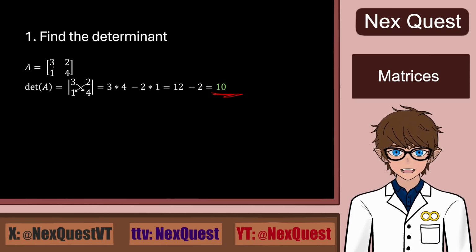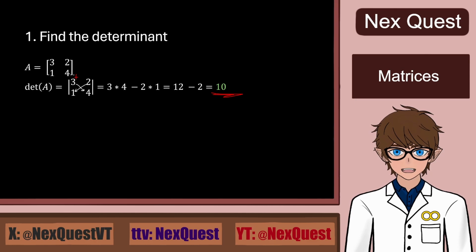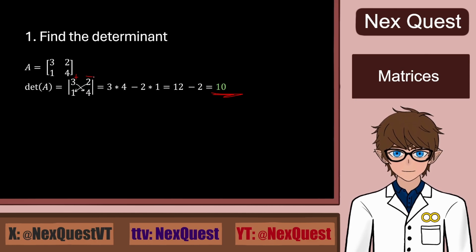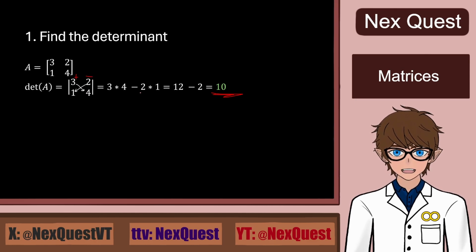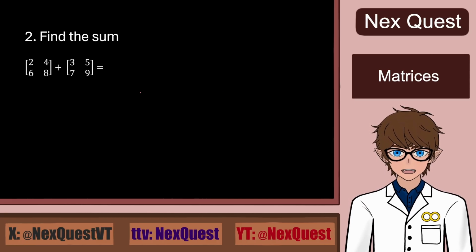So I think the main problem here was if you figured out that you use the diagonals, that this one is positive because it's falling towards the right, and this one is negative because it's falling to the left, and then just add all of it together. That's it.